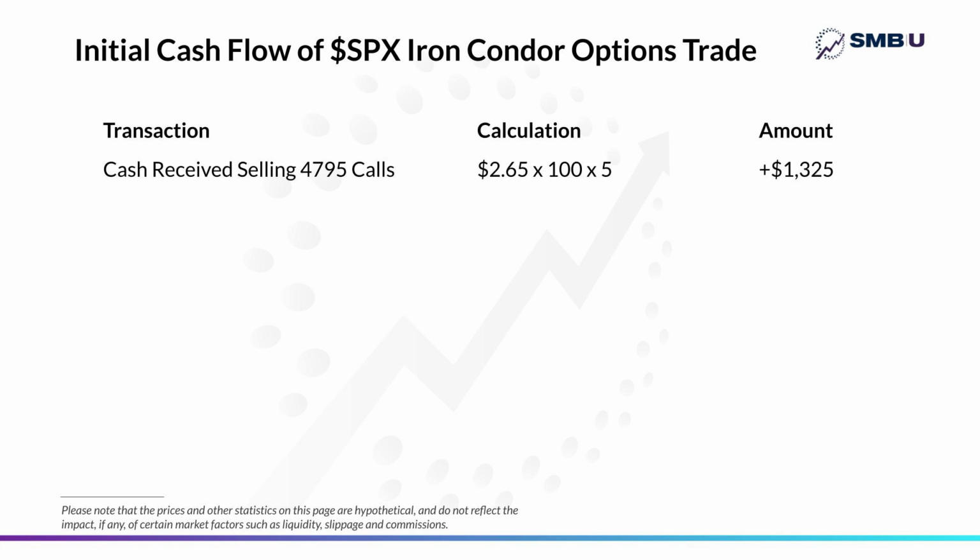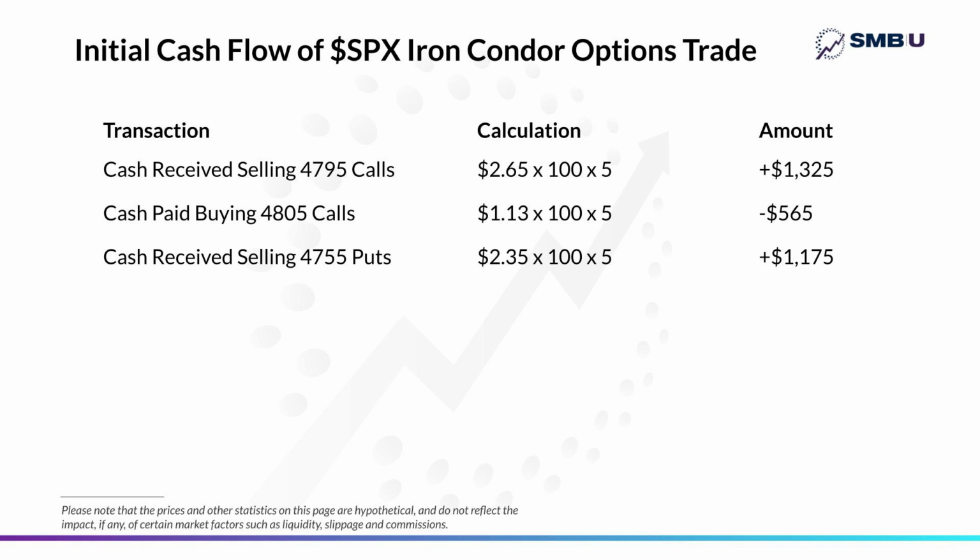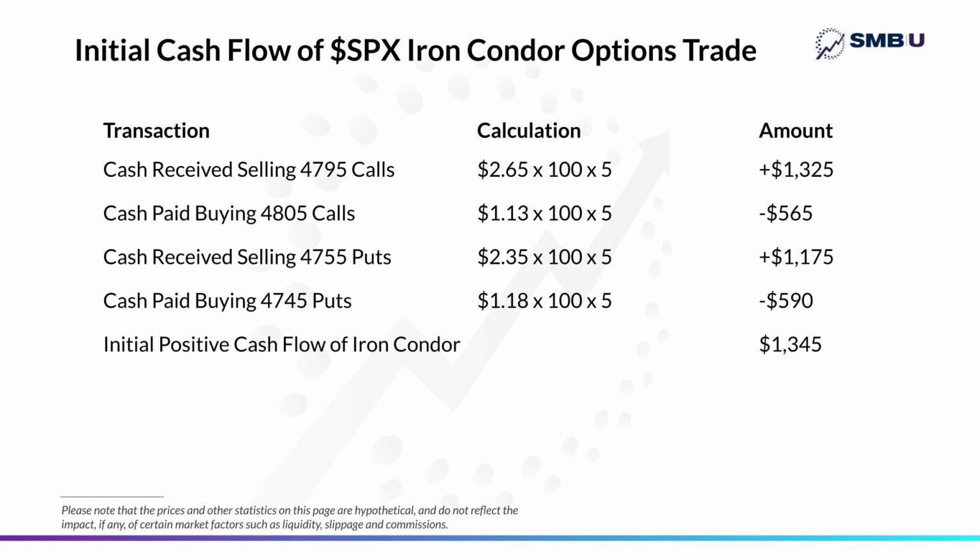So the total cash inflow you received from the $47.95 calls was $1,325. And using the same kind of calculation, you bought the 48.05 calls for $565, and you also sold the 47.55 puts for $11.75, but you turn around and buy the 47.45 put for $590. So when you net it all down, you've got initial cash flow into your account of $13.45.